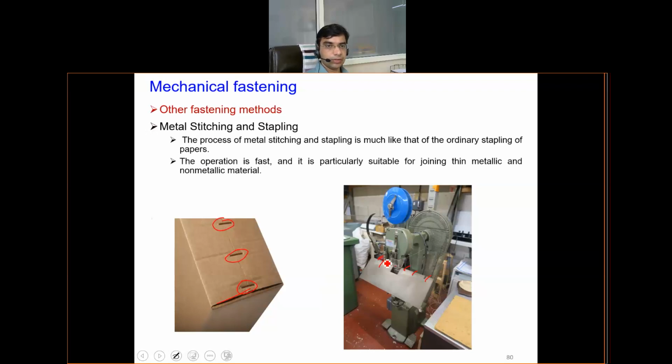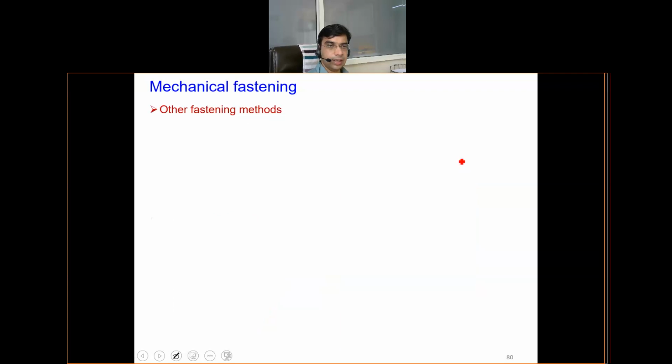If there is a thick sheet, perhaps you cannot do the stapling or stitching, so then you have to go back either to welding, brazing, soldering, etc. But this mechanical stitching and stapling operation is quite fast, and it is suitable only for thin metallic or non-metallic materials.